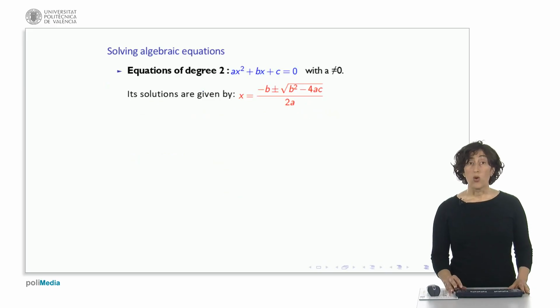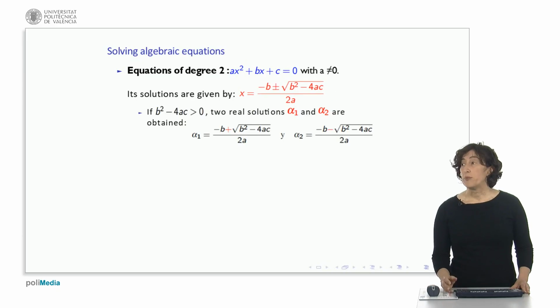When the equation is of degree 2, ax squared plus bx plus c equals 0, with a different from 0 so that it is degree 2, the solutions are given by this expression: minus b plus or minus the square root of b squared minus 4ac, divided by 2a, where a, b and c are the coefficients of the equation. Thus, they give us the two solutions. The plus sign gives one solution and the minus sign gives the other. The type of solution depends on b squared minus 4ac, which is what is inside the square root.